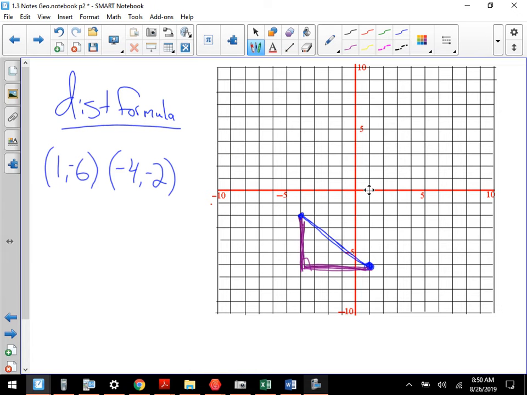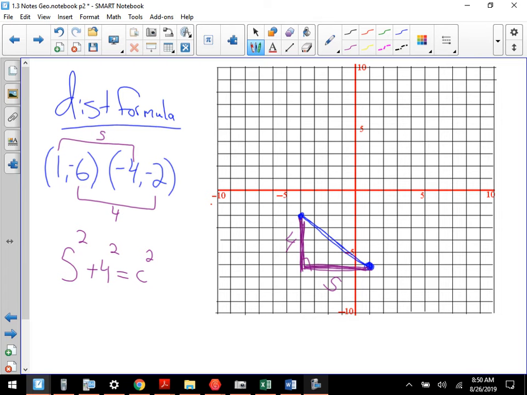How far apart are these? 5, right? They're 5 apart. How far apart is -6 and -2? 4. So if I know that these are 5 apart, and these are 4 apart, all I have to do is 5 squared plus 4 squared will equal c squared, because that creates the side lengths of the right triangle.